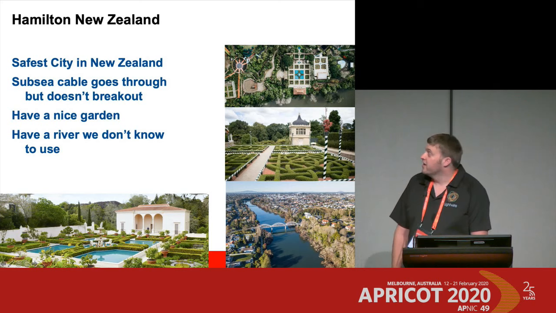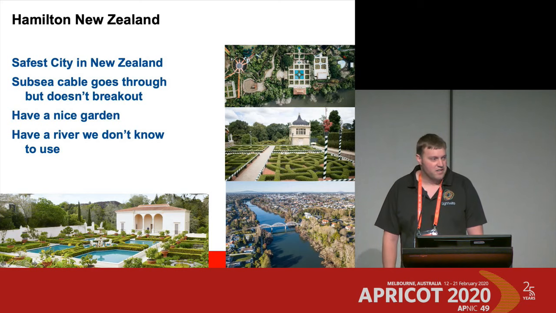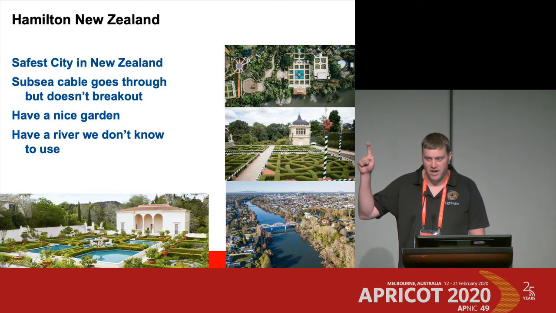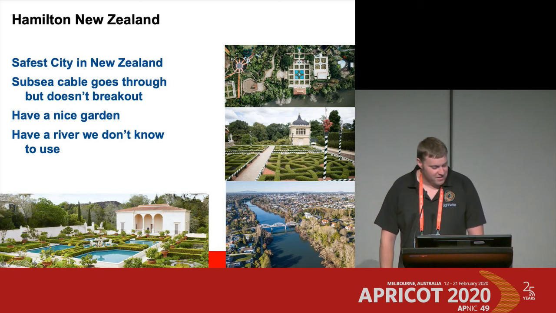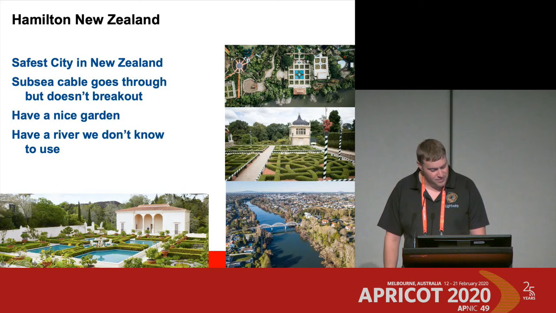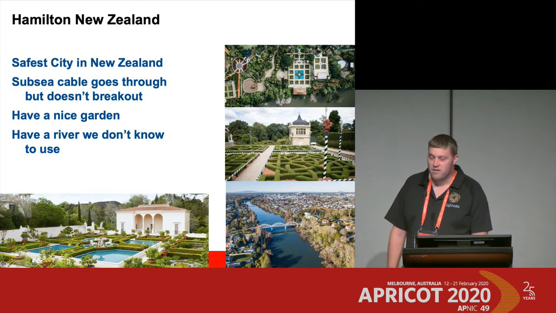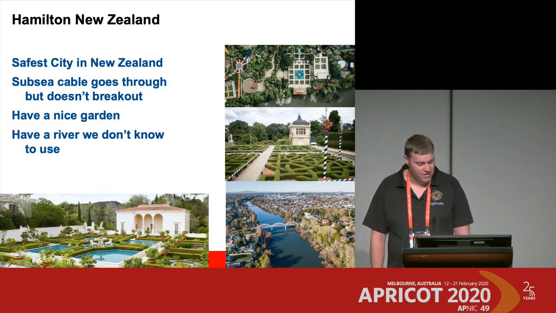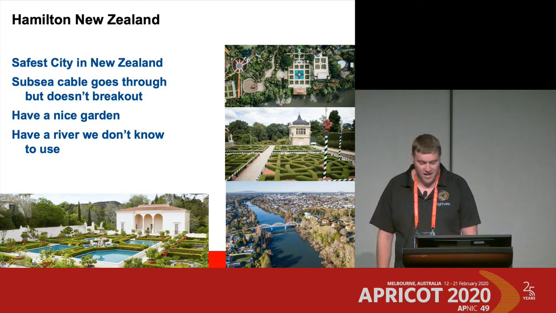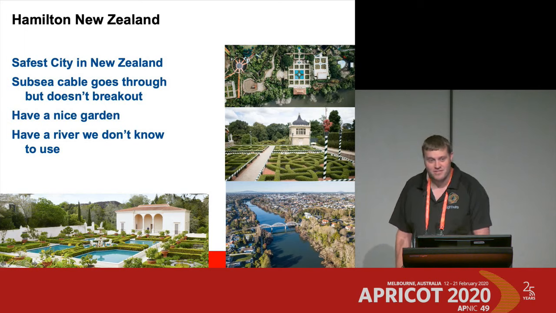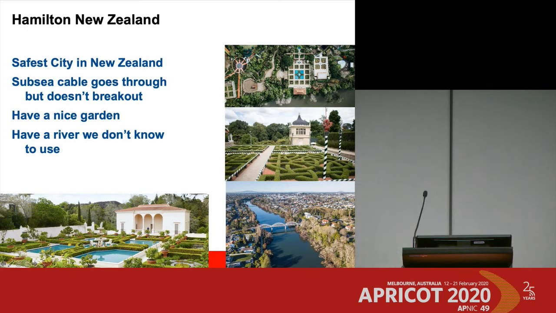And ironically, the subsea cable lands near us and goes straight through the city and doesn't break out and goes out to Auckland, which is 40 volcanoes or something. So yeah, we're hoping to fix that. The only thing we're really known for is our gardens, and we have a river that, unlike Melbourne, which makes good use of theirs, as you can see, ours is just covered by trees. We don't know how to use it, but that's Hamilton. Thank you. Yeah, you can just get a pair of pliers and break out that cable yourself.